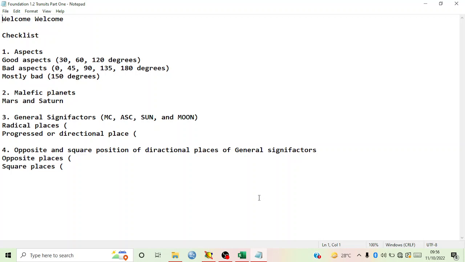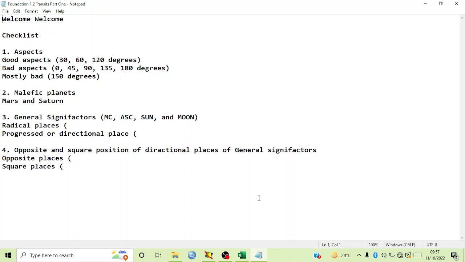So this will just be the first part of our transit video. The second part is going to come after this, where we're going to go into finding the transits, and then looking at the influences, or the directions of the market on that particular day. So the first thing is we're going to look at, as we say, these aspects.